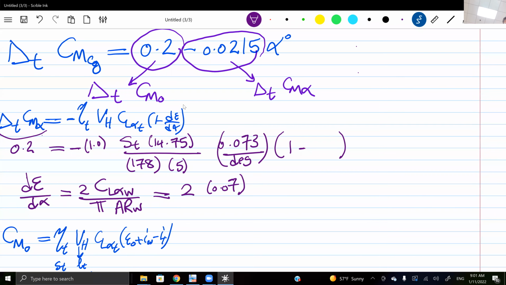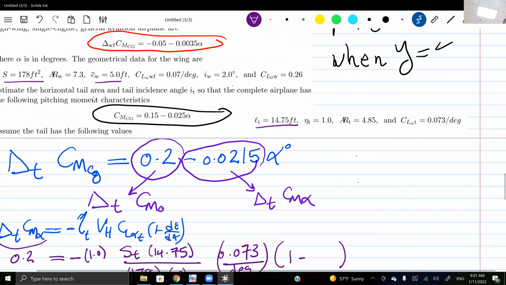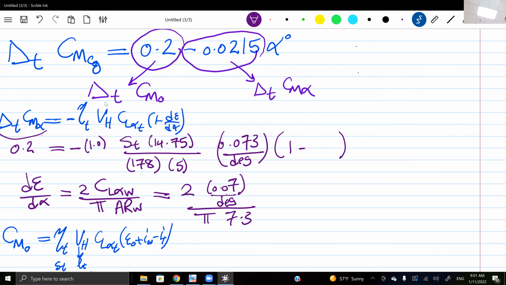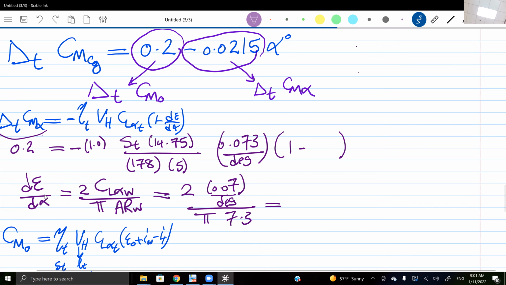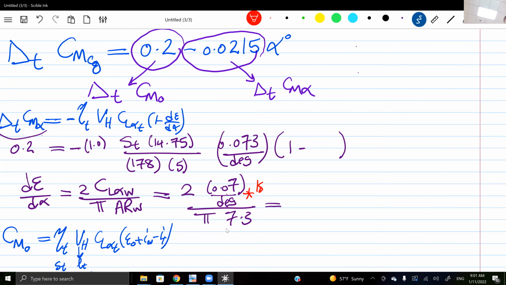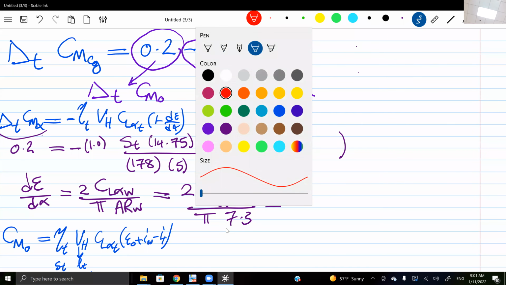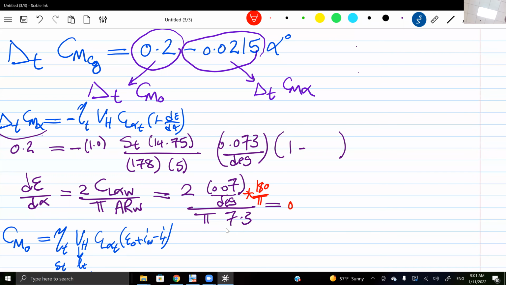This is per degree. Over pi aspect ratio of the wing. Aspect ratio of the wing is 7.3. So here in this equation for the epsilon values, we really need to be careful. This is why in the epsilon stuff, it's always recommended to have it in radians. So I'm going to multiply this by 180 over pi. So the result of the epsilon by the alpha is what? 0.35.